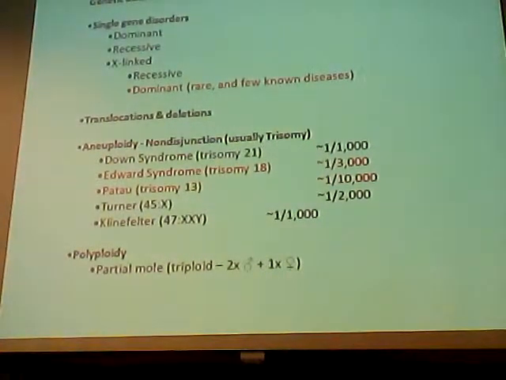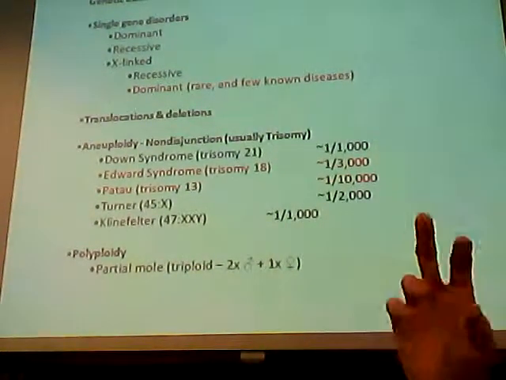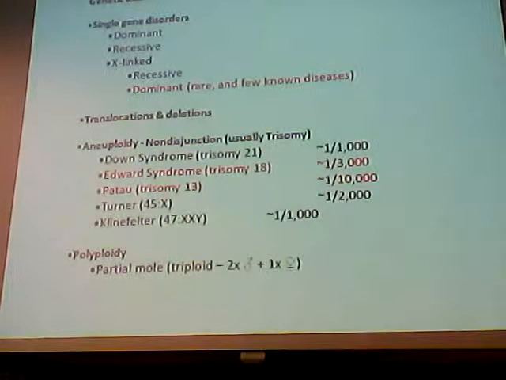Then Down syndrome, Edwards, and Patau are the autosomal trisomies, so 13, 18, 21. And then Turner's 45X is the only monosomy. And Klinefelter's is the sex-linked trisomy with 47XXY.